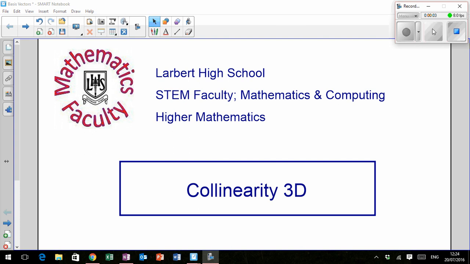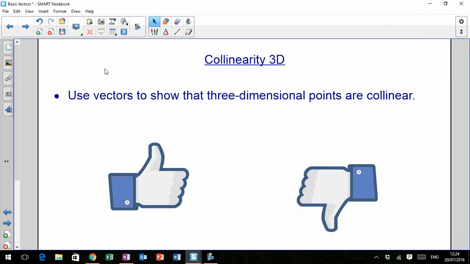Hi, welcome to the Collinearity in Three Dimensions video from the vectors topic of higher maths. Now you've already done collinearity in the straight line topic, but what we're going to look at is using vectors to show it, because it's much more straightforward using vectors in 3D than it is using gradient. So I'm going to do that now.